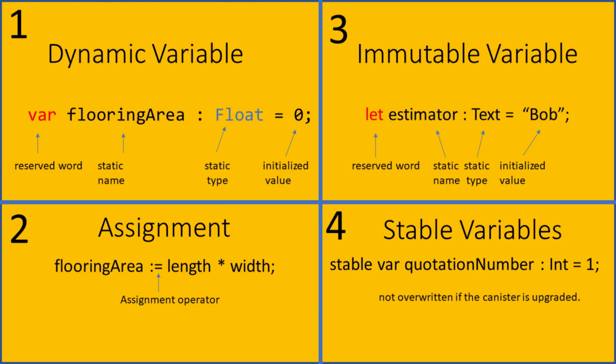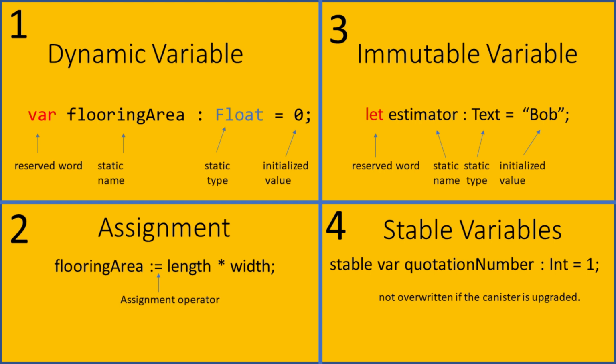We need to store some information, and we use variables to do so. There are 4 things you need to understand about variables. The first is how to declare a dynamic variable, and we use the reserved word var, which is short for variable. We provide a static name so that we can reference the variable easily, in this case flooring area. And then we declare the static type that it's going to hold, in this case float, which is Motoko's floating point type. Floats are numbers that can have decimal values. The syntax requires a colon before the type, and by using an equal sign followed by the value, we can provide the initial value and complete the declaration.